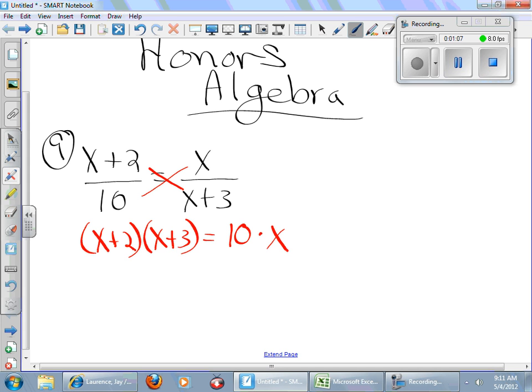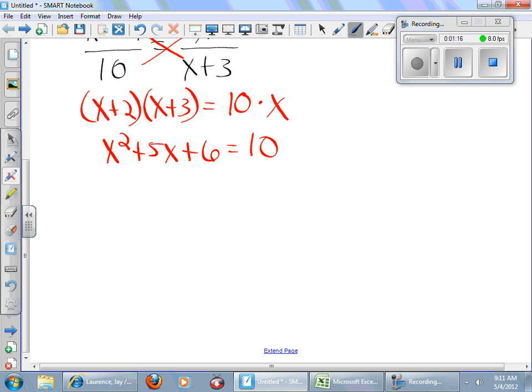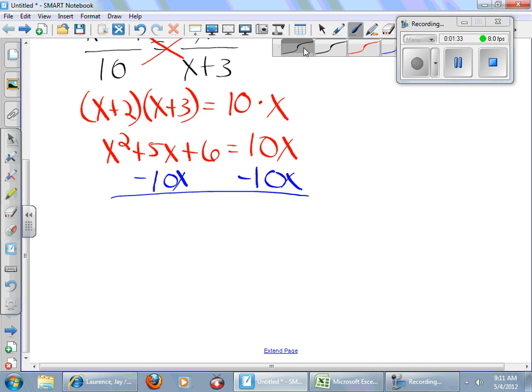Okay, so I'm going to FOIL the left-hand side. I'm going to get x squared. I'm going to get a 5x for my outers and inners, and I'm going to get a 6. And then, of course, I have a 10x. And Mr. McLean can tell you that that is a quadratic, and so therefore I want it to equal 0, and so I'll subtract 10x from both sides. Okay, and now I will end up with x squared minus 5x plus 6 equals 0.